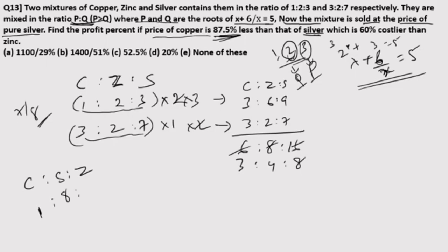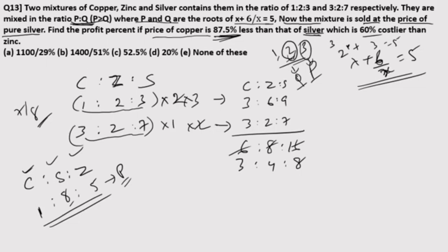And next, silver is 60% more than zinc. If silver is 60% more than zinc, 60% is 3 by 5. So if this is 5, so this has to be 8. So to be satisfying, this is the ratio of their prices. This is the price ratio, price ratio of copper, silver and zinc. Okay, price of basically one unit, because price ratio is always of particular unit.